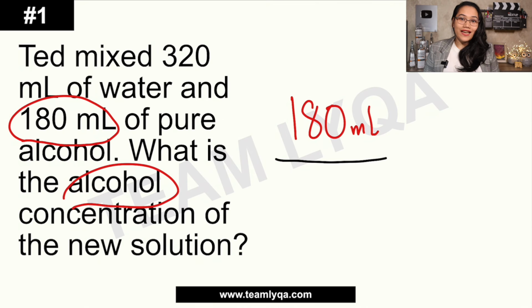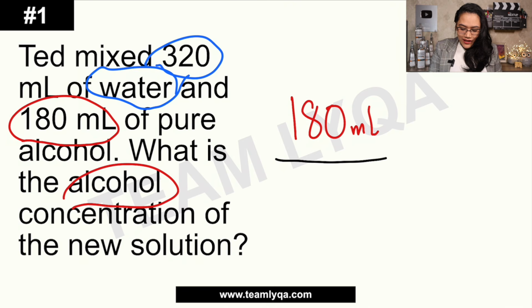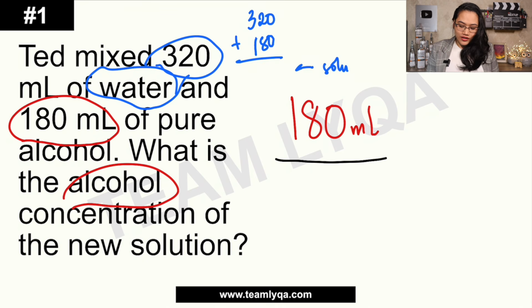Sa ilalim, ano naman ilalagay natin? Now, sinabi ko na kanina, don't be tempted na kung ano yung nakalagay dito, ilalagay nyo sa ilalim. Bakit? Kasi yung 320 na yan is water. Hindi siya yung total. Okay? So, ito total pa natin siya. Ibig sabihin, i-add pa natin yung 320 sa 180 to find yung solution, kung gaano siya karami. Okay? Now, 320 plus 180 is 500. So, ilalagay natin yung 500. Yan, 500 sa ilalim. 180 ml over 500 ml.